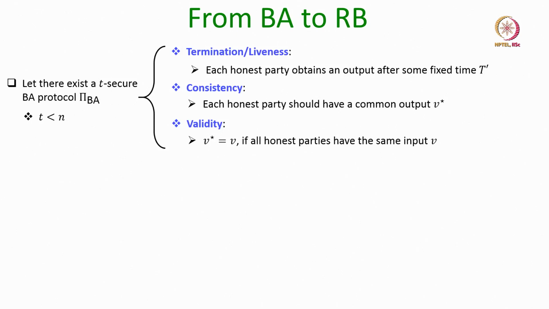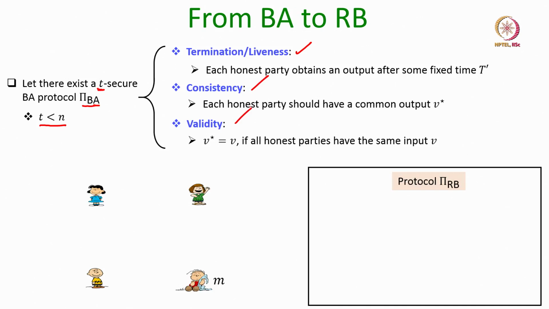Now, let us see the relationship in the other direction. Assume you are given a Byzantine agreement protocol which is t secure, and imagine t is less than n; we do not even need t less than n by 2. That means the BA protocol satisfies the termination property, it gives you the consistency property, it gives you the validity property. Using that, we want to design a reliable broadcast protocol where a designated party is the sender.